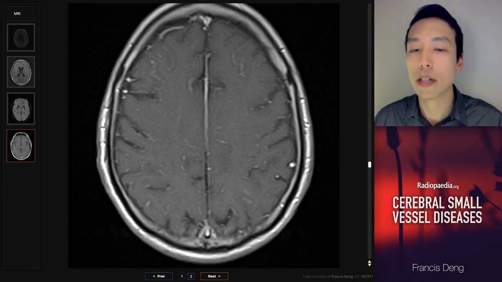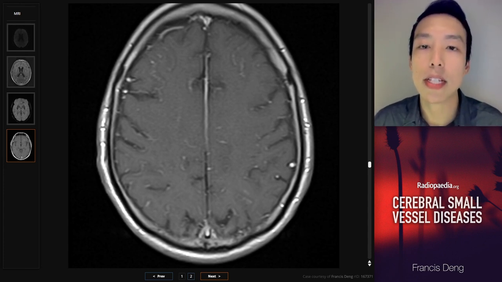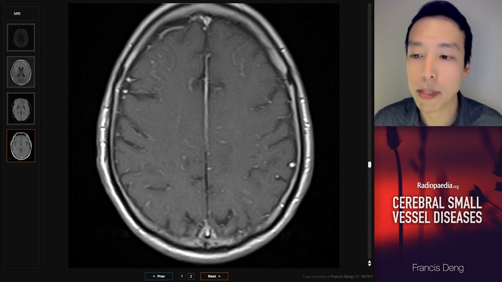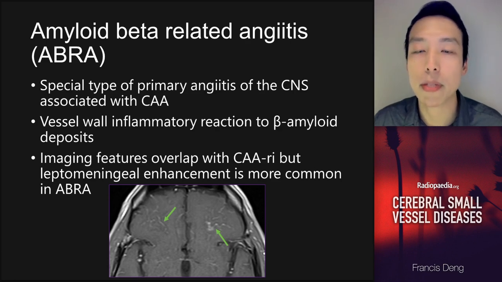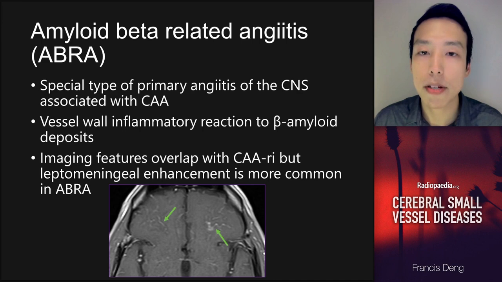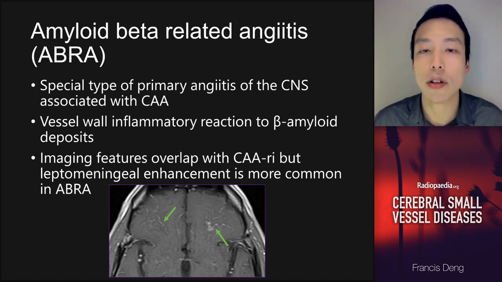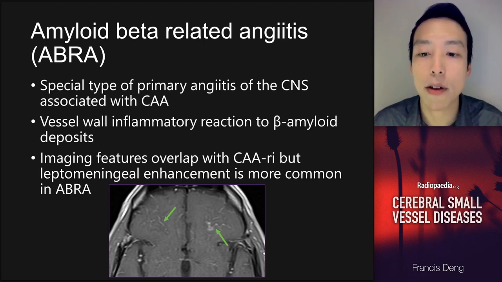Now, because we could not satisfy the criteria for CAA-related inflammation, the patient went on to obtain a biopsy, and this was confirmed to be a case of ABRA, amyloid beta-related angiitis. This is a special subtype of primary angiitis of the CNS that is associated with cerebral amyloid angiopathy. What this amounts to is not only do you have beta amyloid deposition within the vessel wall, but then you also have an inflammatory response around that beta amyloid within the vessel wall.